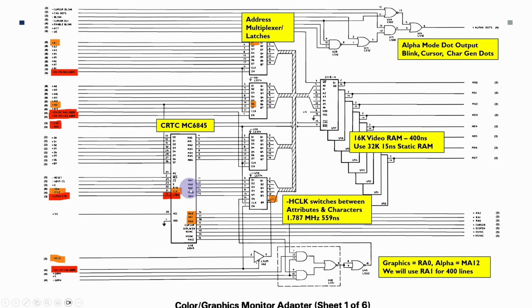So this first sheet, sheet 1 of 6, has the cathode ray tube controller chip, the Motorola 6845. Then we've got the address bus coming from the CPU into these latches, which are effectively acting as multiplexers. There are also the CRTC memory address lines coming out of here, which are then also used to access the video RAM.